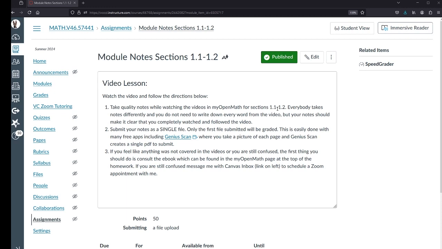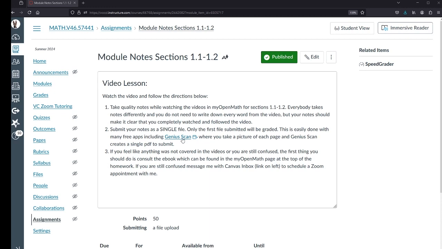Now, this is important. I only grade one file. So if you've got 9 pages of notes, you have to submit that as one file. And that might sound tricky for some of you. It's actually quite easy. There are many apps that do this. One I have linked right here, it's called Genius Scan. It's free. Doesn't cost you any money.